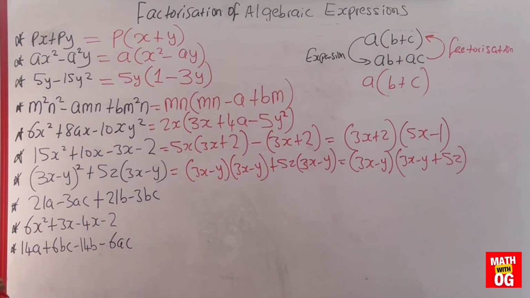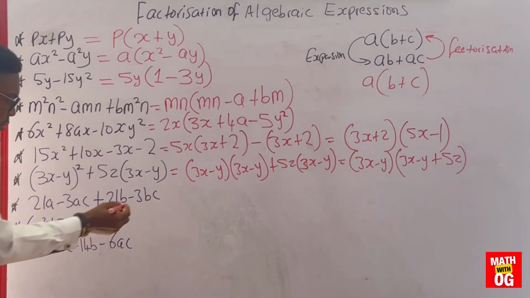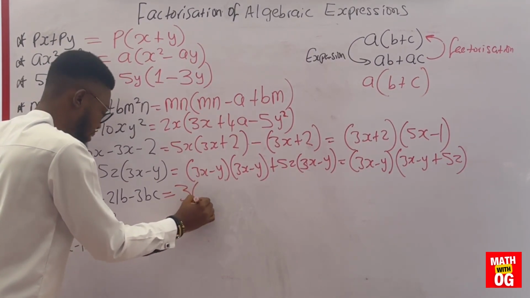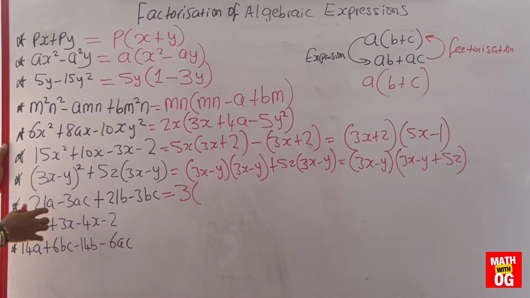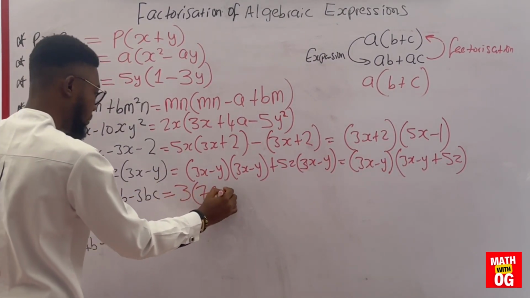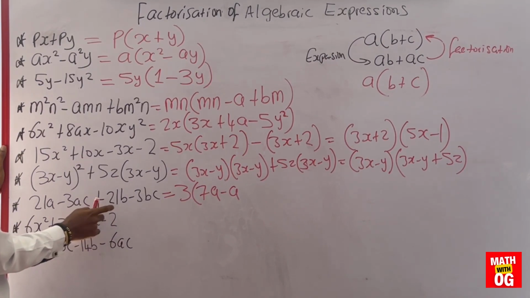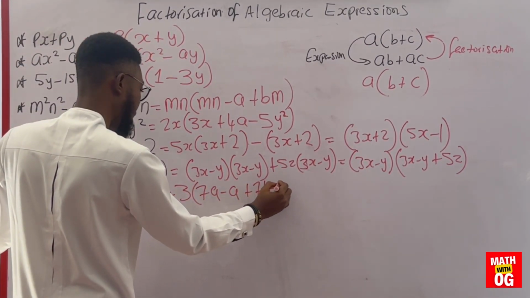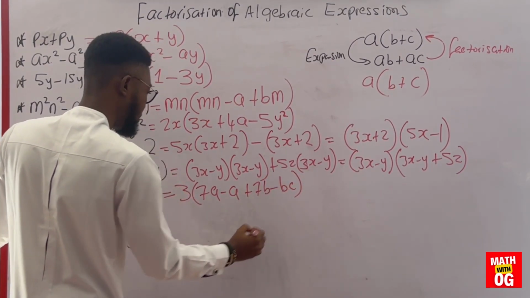Now over to the next question. 21a - 3ac + 21b - 3bc. Now, the only thing common here so far is a number, and that number should be 3. So let's bring out 3 for a start. If I bring out 3, I'll be left with 7a. I'll be left with minus a. I'll be left with 7b. And I'll be left with bc.